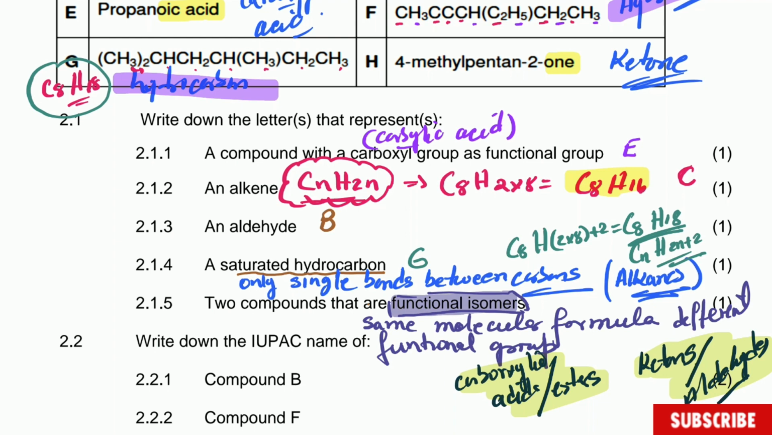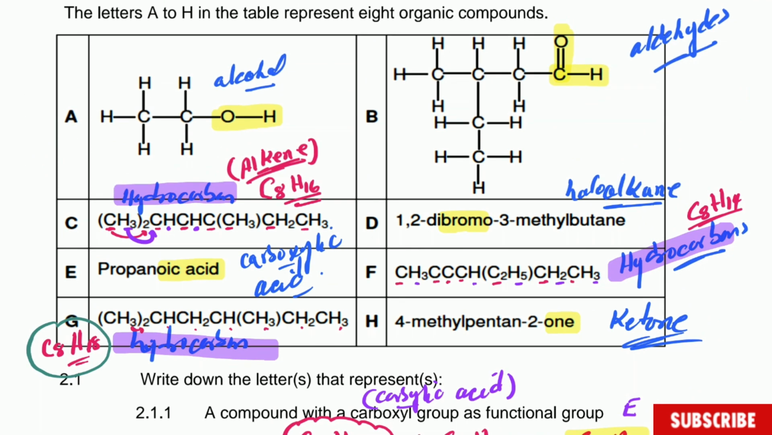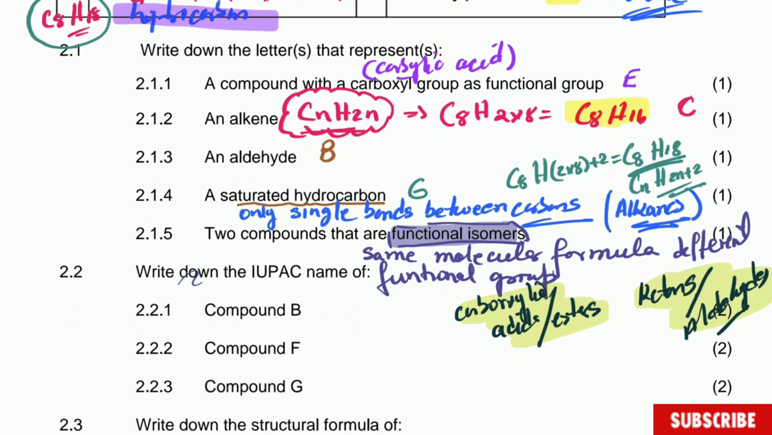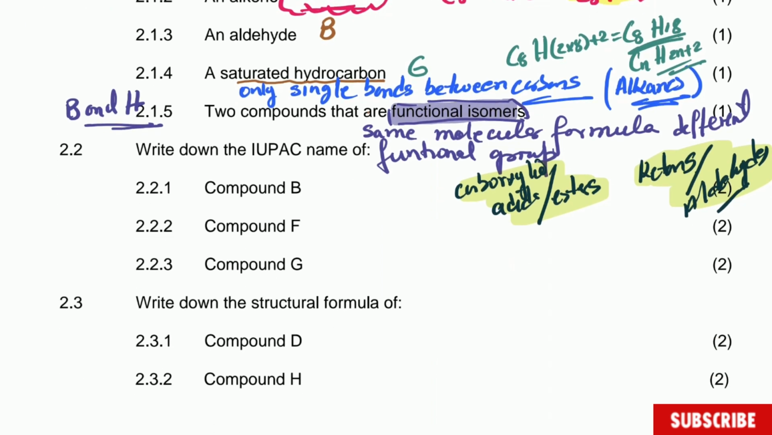aldehyde. Now, if we look here, we don't have any ester, guys. We only have one carboxylic acid, but there is no esters. However, there is an aldehyde and there is a ketone. Therefore, the compounds that are functional isomers will be B and H. So the answer for 2.1.5 is B and H. That is the answer for that question. Write down the IUPAC name of B, F, and G.